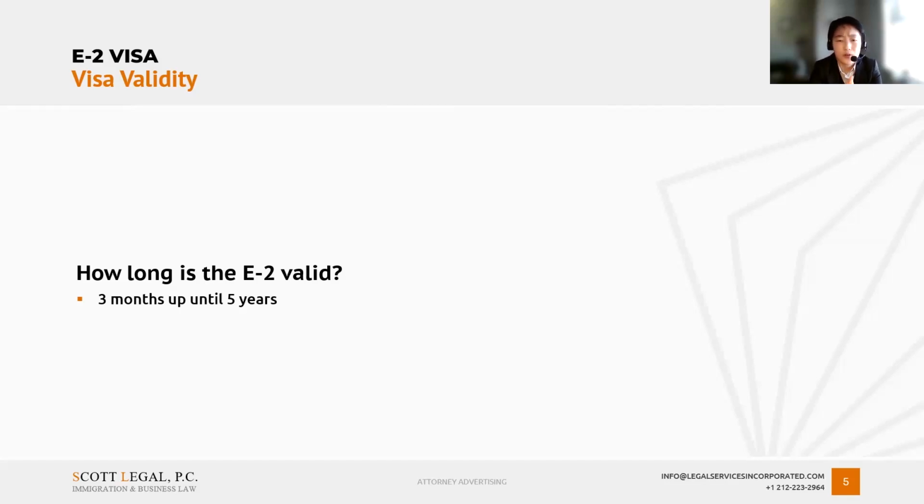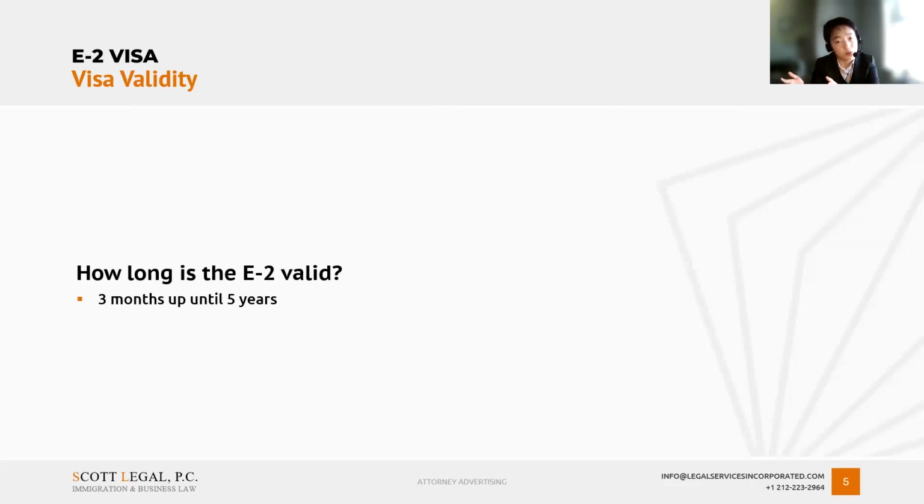Now, however, it is important to note that the length of the E-2 visa is a different concept than the length of the E-2 status, which is granted for 2 years upon each entry. So a good way to think about this is that the visa is kind of an entry stamp. It's a ticket that you present to the United States border to be granted entry into the United States. But once you're in, the length of time that you're granted to stay and continue developing and directing your business is 2 years.